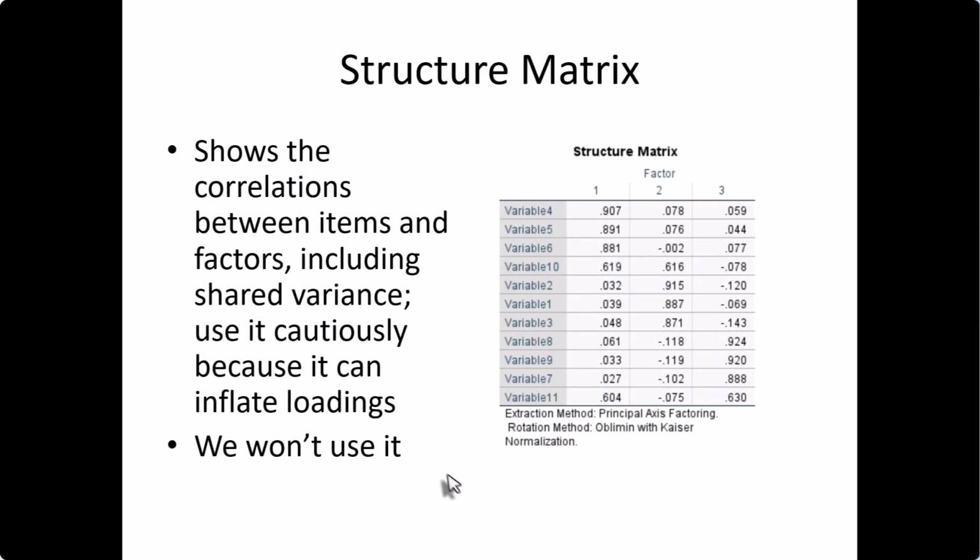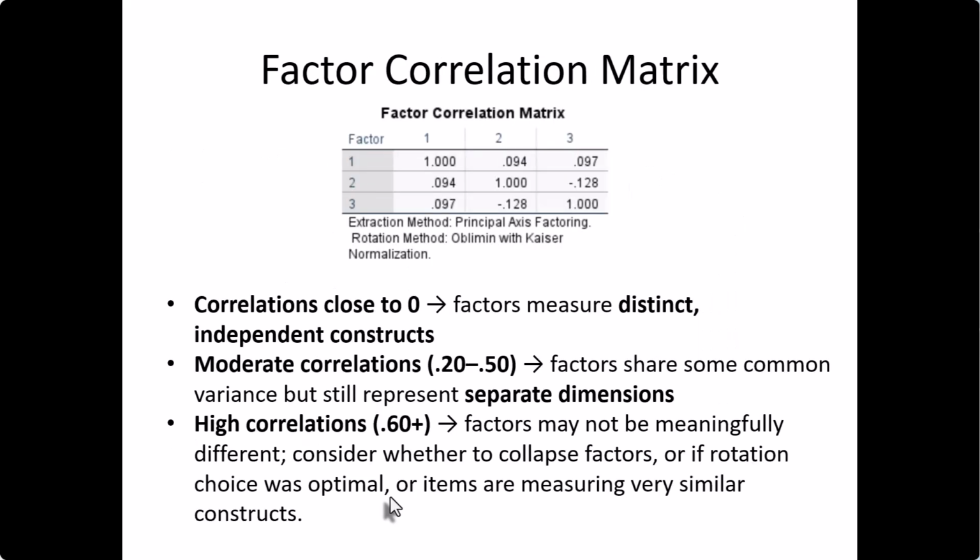The structure matrix shows the correlations between the items and the factors, including shared variance. Use it cautiously because it can inflate loadings, but we're not going to use it. We will just go to the pattern matrix. And then finally, you'll be given this factor correlation matrix.